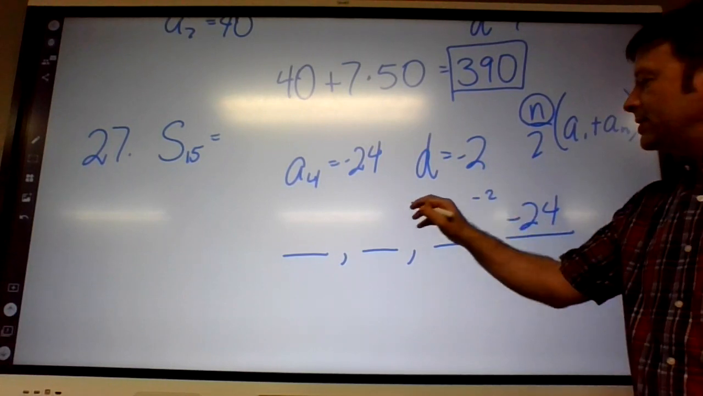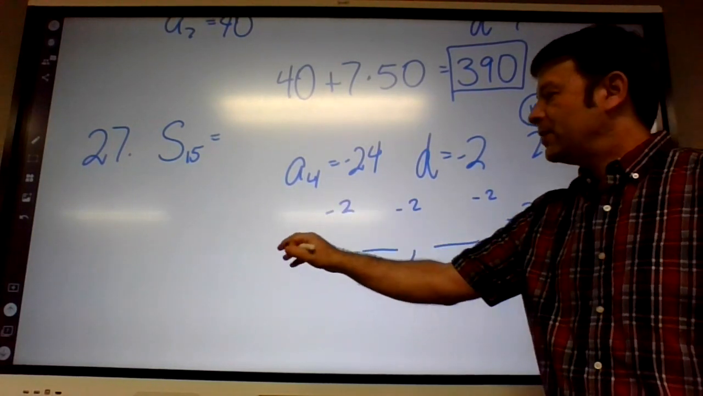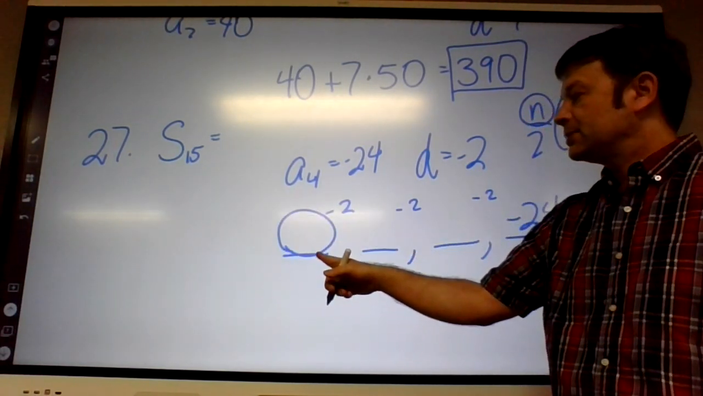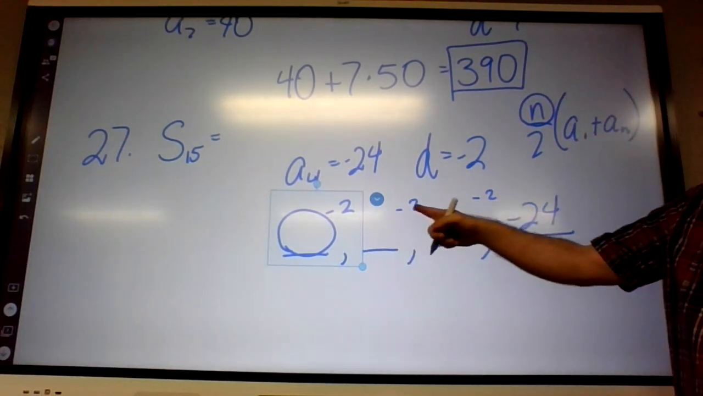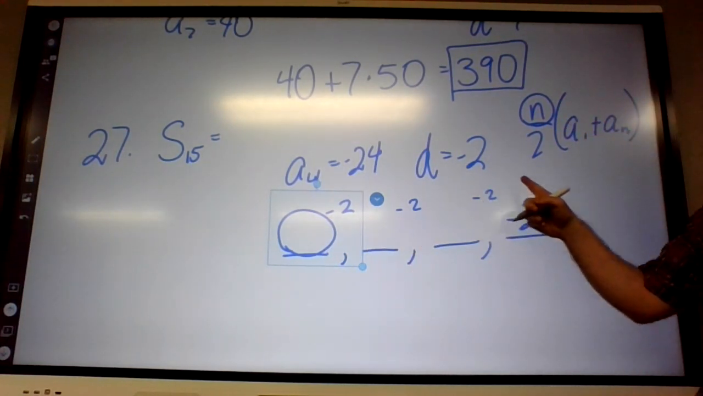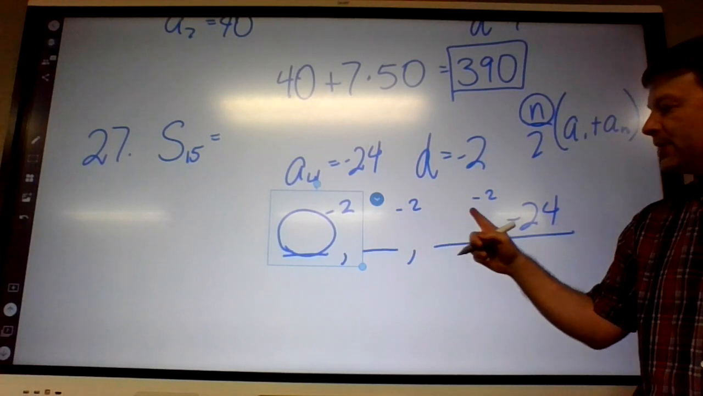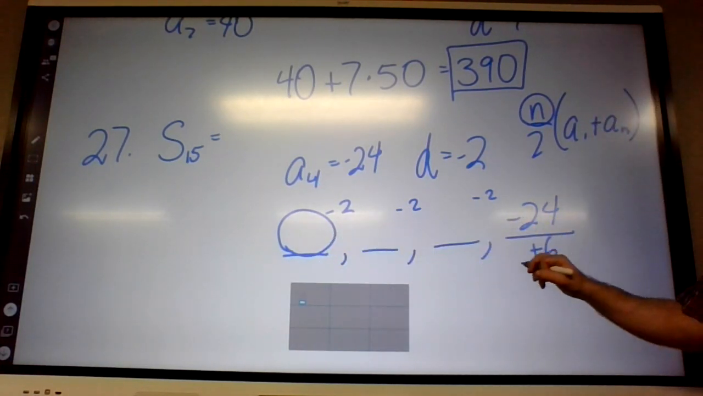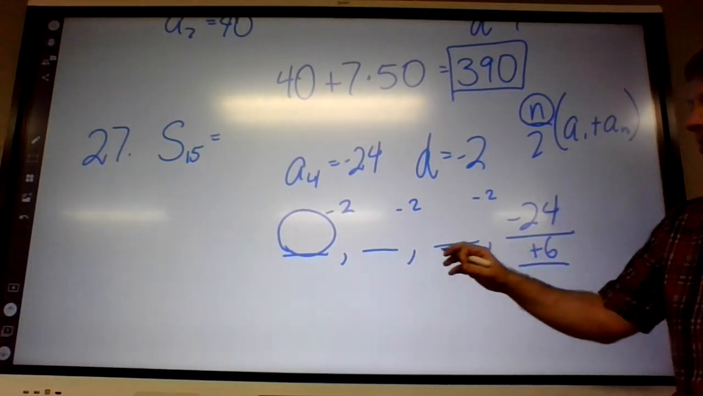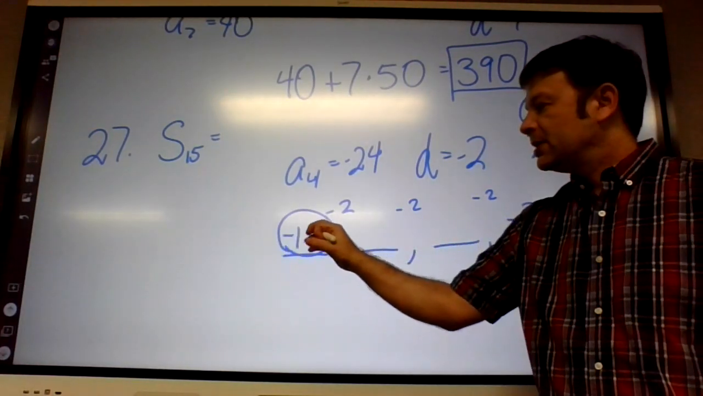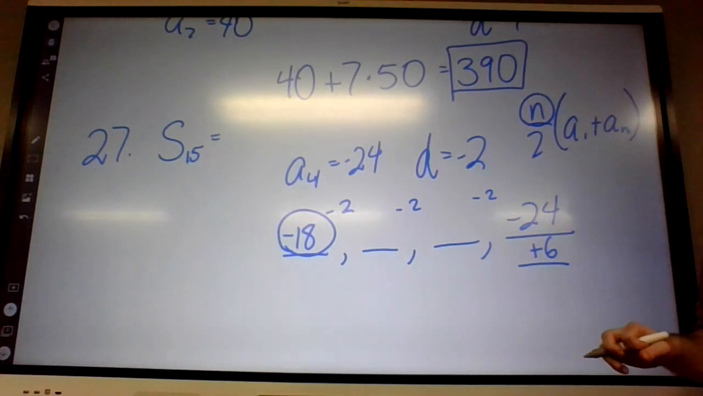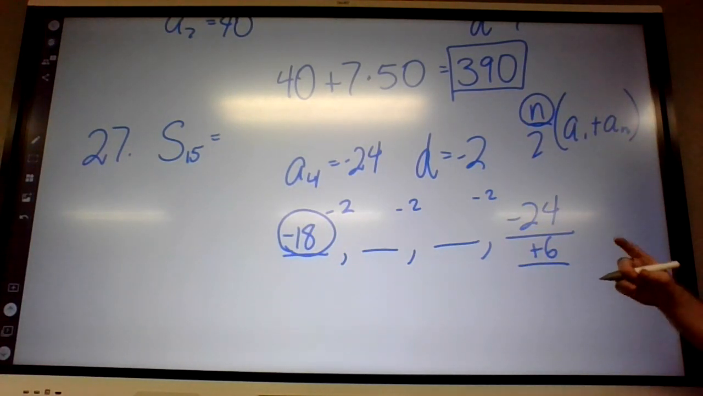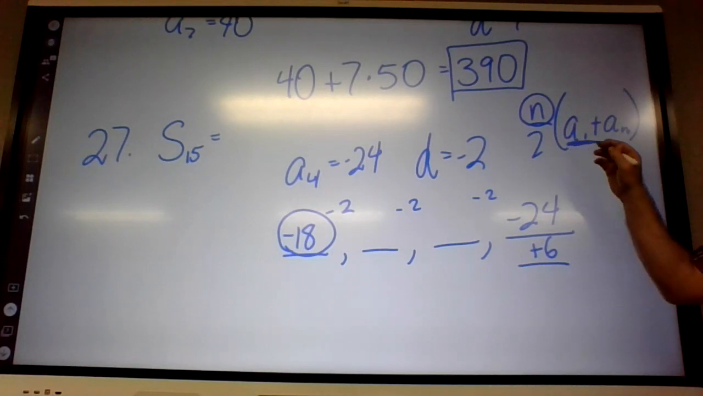If the pattern is minus 2, how do I figure out what the first term is? If you subtract 2 to go this way, you would have to add 2 to go back. So you'd do plus 2, plus 2, plus 2, or plus 6, which would be negative 18. That's the first term. We needed that for that number right there.